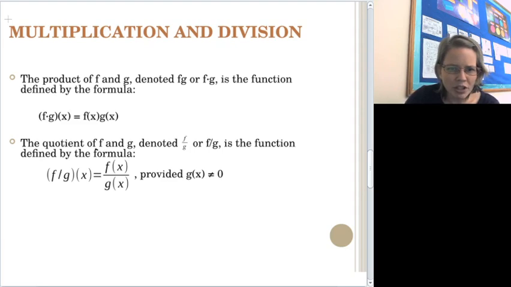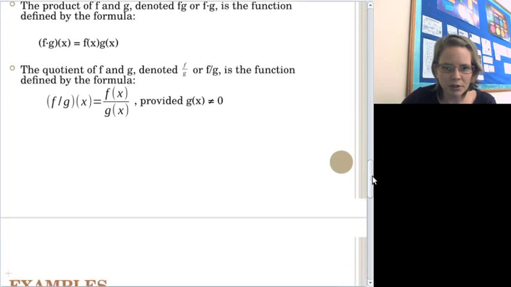And the quotient of f and g is denoted f over g, or f slash g, and it's the function defined by the formula f slash g of x. And we're going to divide them, f of x divided by g of x, provided that g of x is not equal to 0. So again, we're thinking about our denominator, and we're saying we've got a new restriction now, because now we're dividing by g, so our new restriction is going to be g is not allowed to equal 0. On the next slide, we'll work through a couple examples.